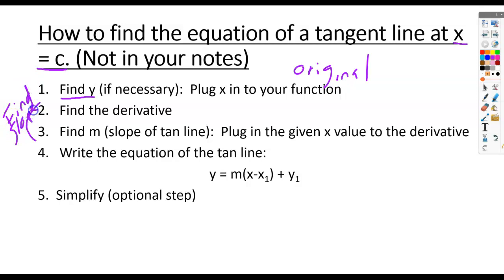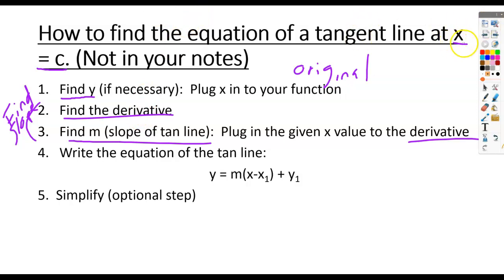So to do that, the first thing you've got to do is find the derivative of your function. And then you're going to find the slope by plugging x into the derivative this time. So if you plug x into the original function, you get the y value. But if you plug x into the derivative, you get the slope of your tangent line, the instantaneous rate of change of the function at that point. So now we have everything we need.